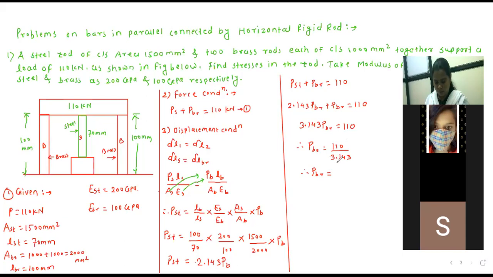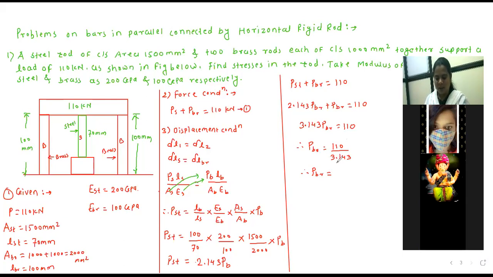34.99. Yes, 34.99 is correct. Now you tell me the unit of this load. What is the unit? Kilonewton. Because the force is in kilonewton, the load taken by the brass rod is 34.99 kilonewton.